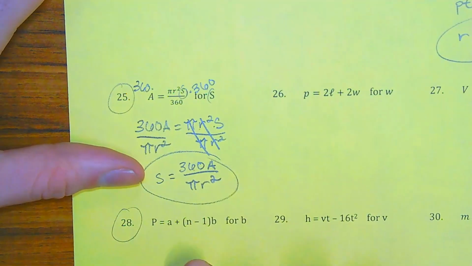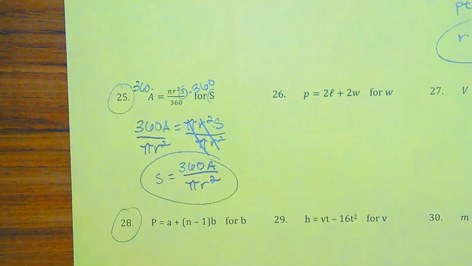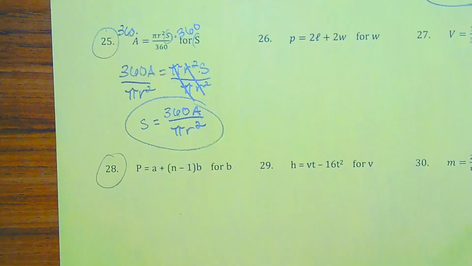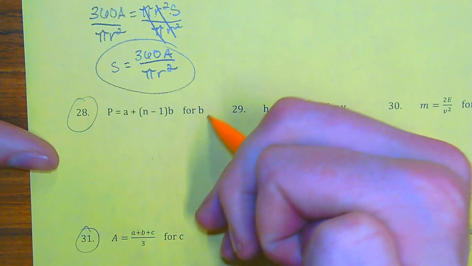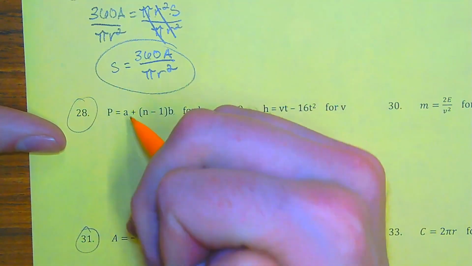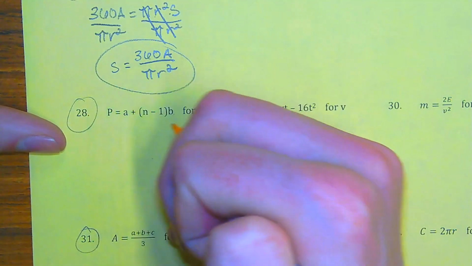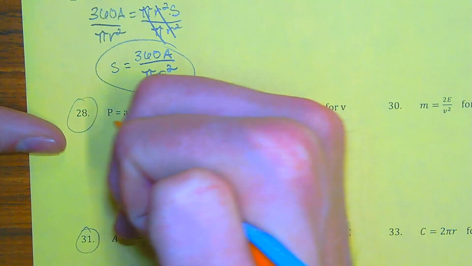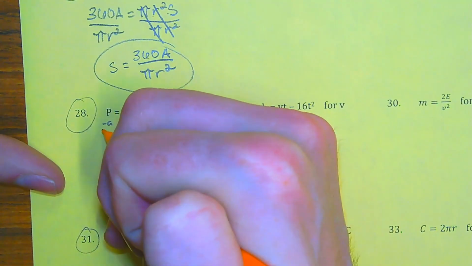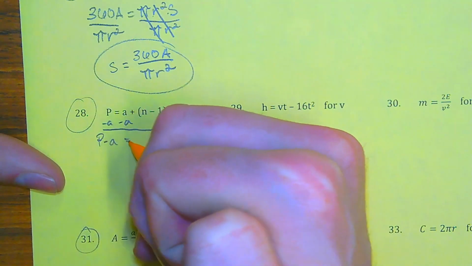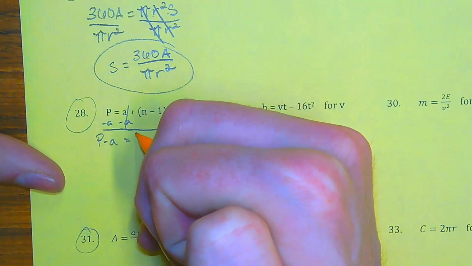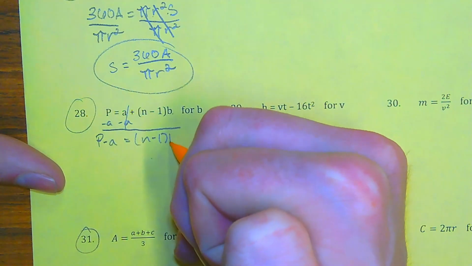I specifically wanted to do this one because it's the only one that we have to work with parentheses, number 28. We're looking for b. B is right here. The first thing we want to do is get rid of the thing that's furthest away from it, so we'll move this a to the other side. So we get P minus a equals n minus 1 times b.